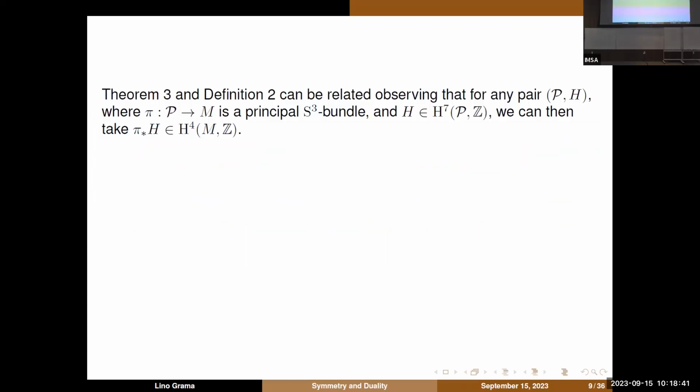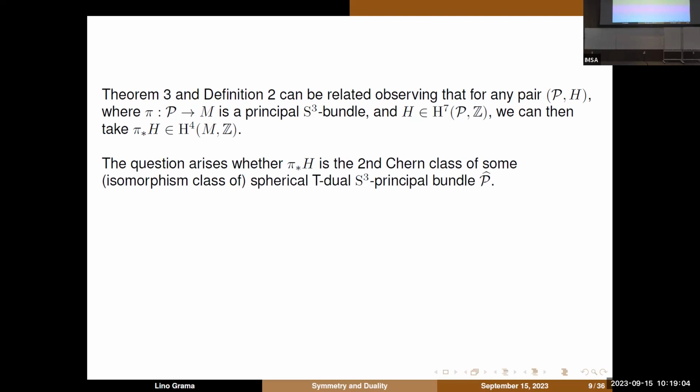And as I just told you, we can relate this pair, and we can take this H flux, the image here, the push forward in H4 by this exact sequence. And the question is whether, given this pair, we can build a dual one. This is the dual question.